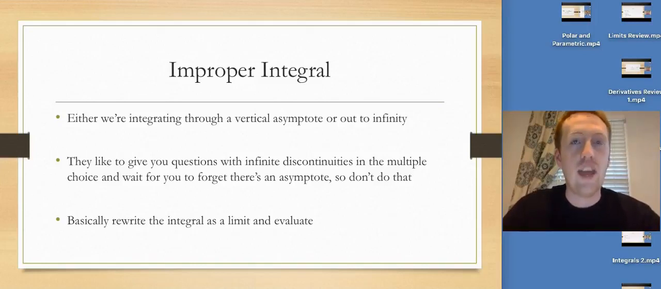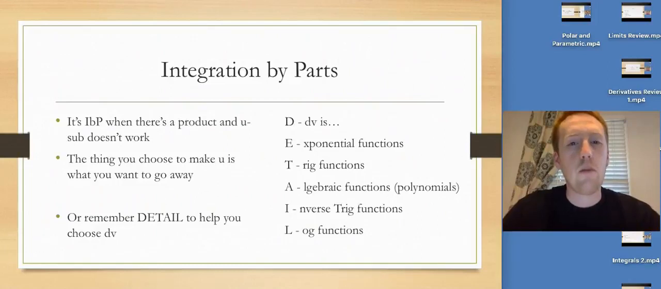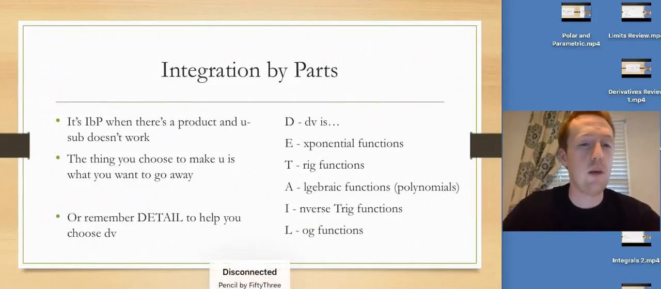If you're given an integral that you know has a domain restriction, make sure that your bounds don't cross that domain restriction. And if they do, you need to do an improper integral to see if it converges. Basically, the idea is rewrite it as a limit and evaluate. I'm going to do integration by parts here because my first example requires both improper integrals and integration by parts.